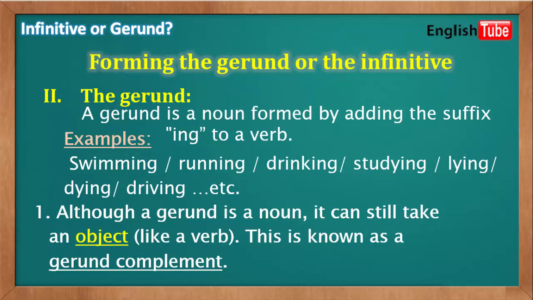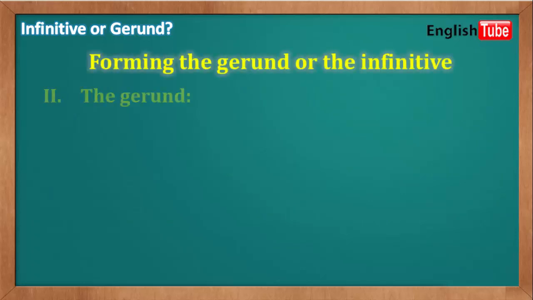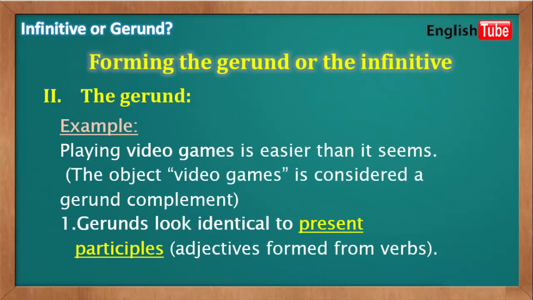So the gerund is formed simply by adding ing at the end of a verb, and it functions as a noun. So although the gerund is a noun, it can still take an object. It can function as a verb and then take an object. This is what we call the gerund complement. Let's see an example. Playing video games is easier than it seems. So here the object, video games, is considered a gerund complement.